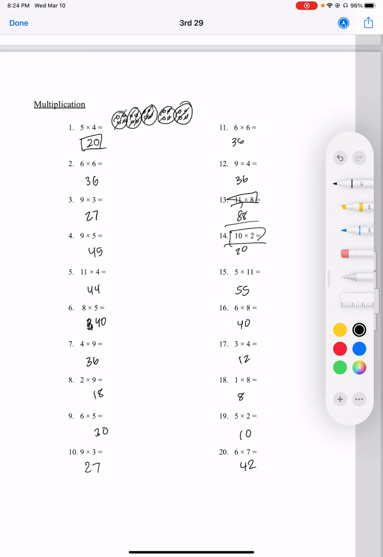For numbers that are multiplied to 10, you just change the tens place to the number that's being multiplied to. So if it's like 10 times 5, then the answer would be 50. And so you just change this tens place value.